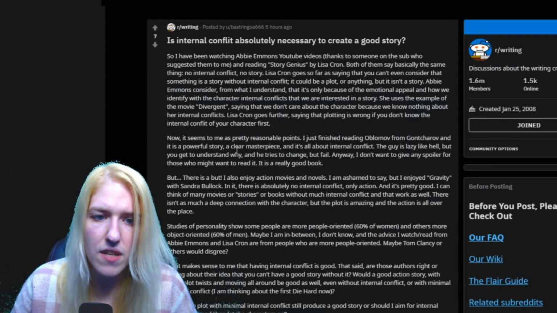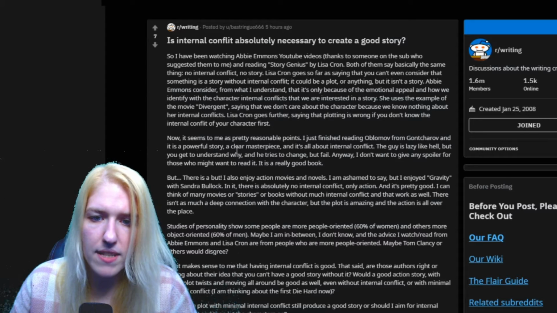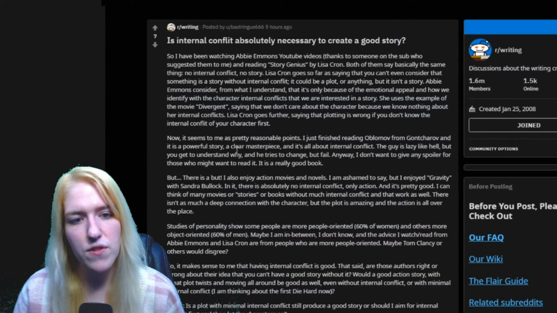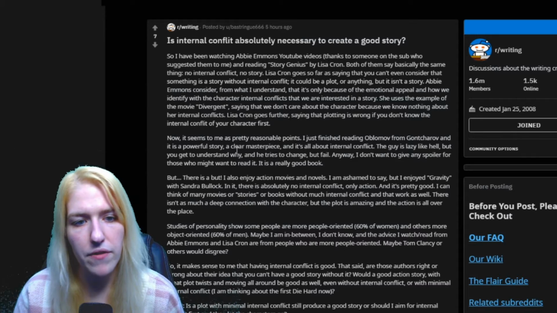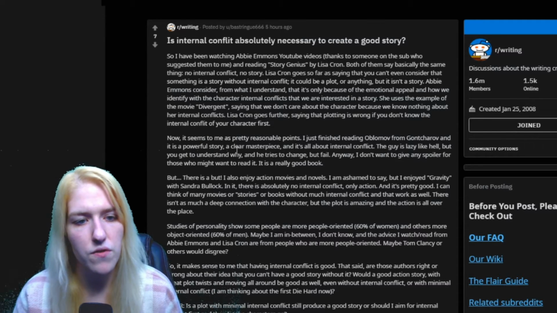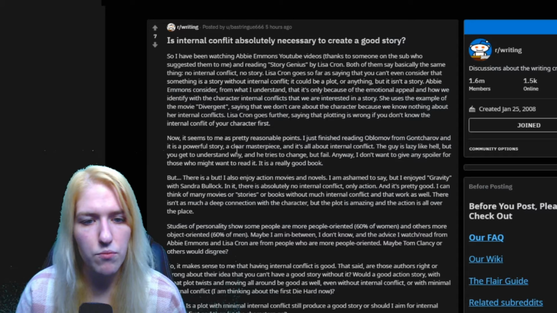Abby Emmons considers, from what I understand, that it's only because of the emotional appeal and how we identify with the characters' internal conflicts that we are interested in the story. She uses examples of the movie Divergent, saying that we don't care about the characters because we know nothing about the internal conflict. Lisa Cron goes further, saying that plotting is wrong if you don't know the internal conflict of your characters first. Now, it seems to me as pretty reasonable points.